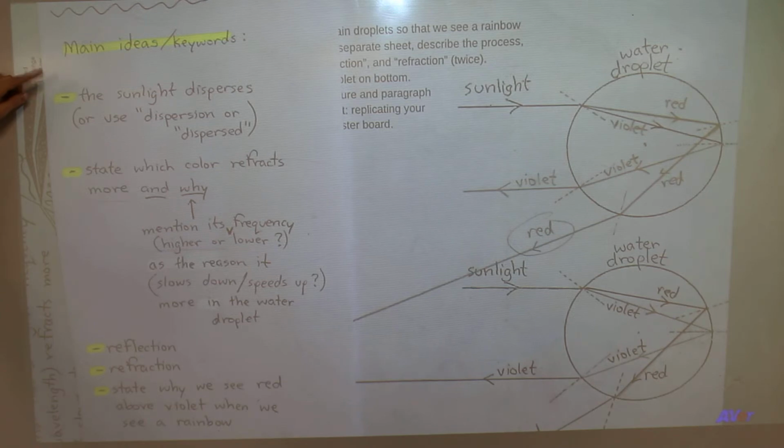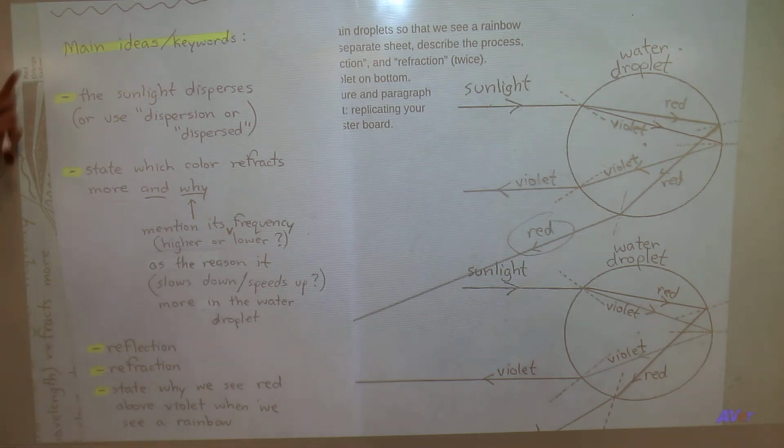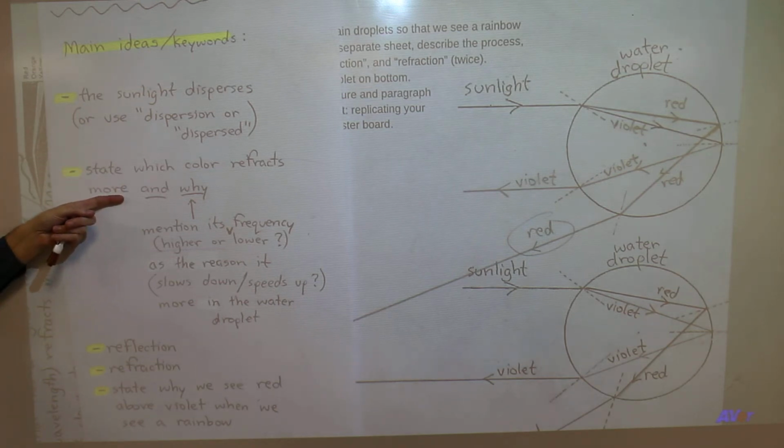And I think I'll read it off of another student's project. One sec. All right, so from last year, a student wrote, when sunlight strikes water droplets in the sky, the white light disperses. The colors that come out refract differently. Violet refracts more because it has a higher frequency, which makes it slow down more than all the other colors.